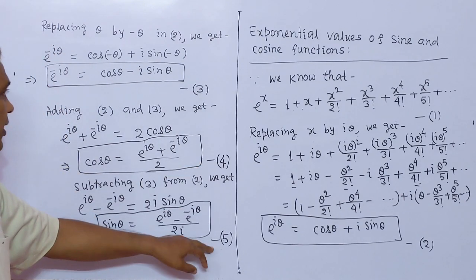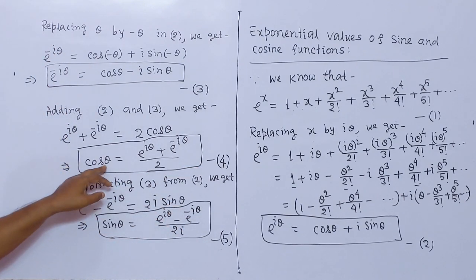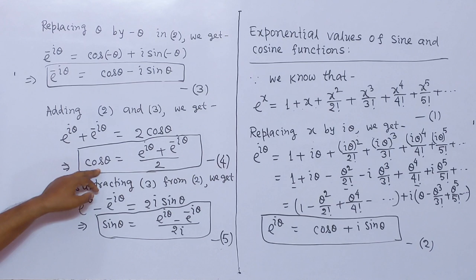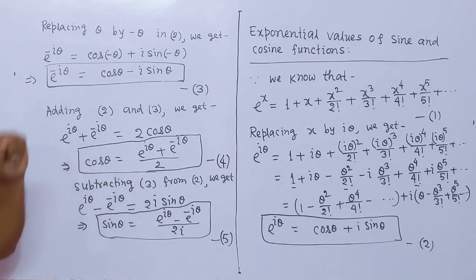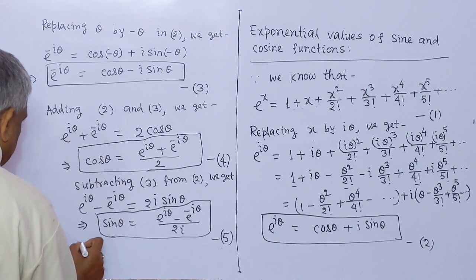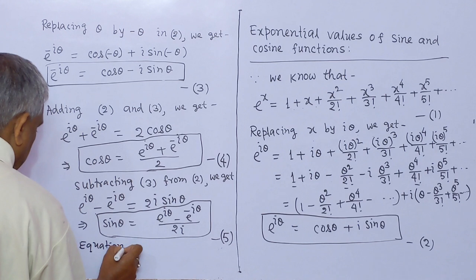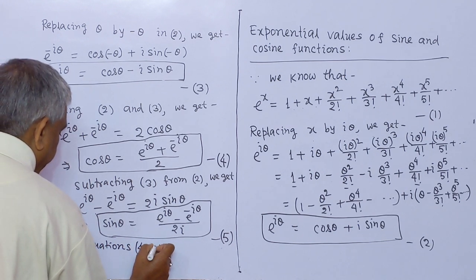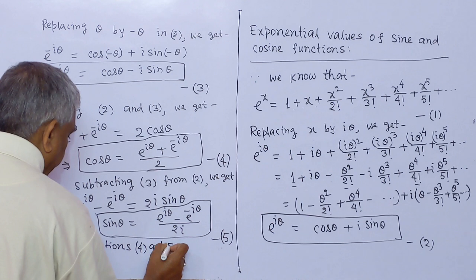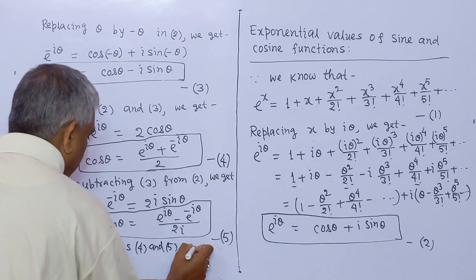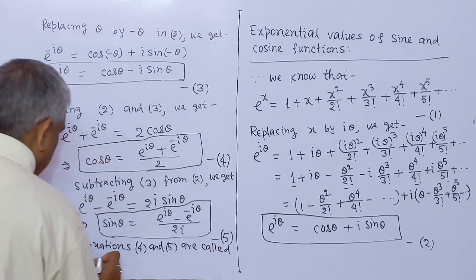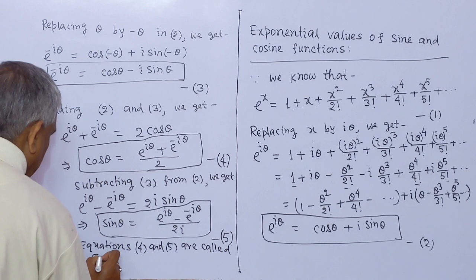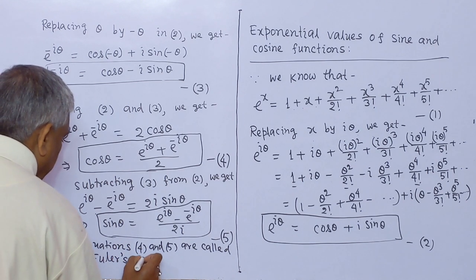In 4 and 5, we get the exponential values of cosine and sine functions. Equations 4 and 5 are called Euler's exponential values.